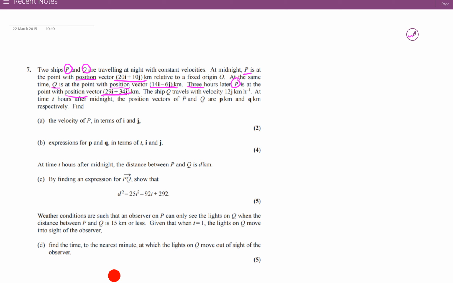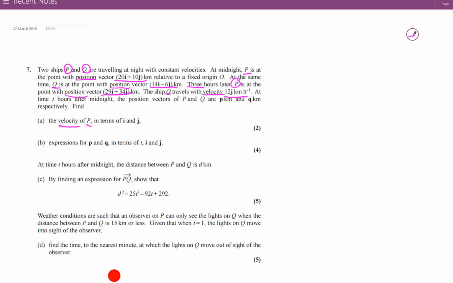Okay, so there's a lot of information already. Q is velocity that all the way through, it looks like. Position vectors P and Q and so on, boring after that. So, find the velocity of P. Of course it's in terms of i and j.